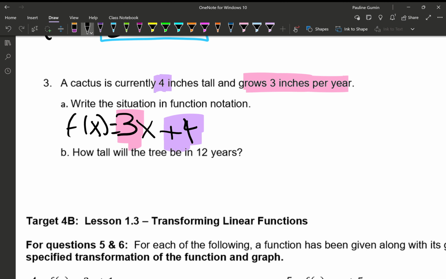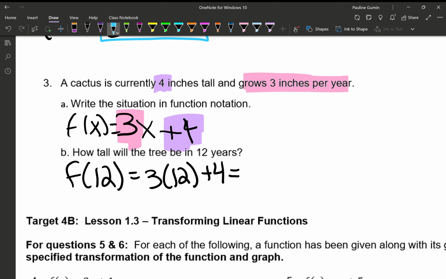How tall will the tree... Sorry about that. That should definitely be cactus. How tall will the cactus be in 12 years? We're going to plug 12 in. Three times 12 is 36. 36 plus 4 is 40 inches. That is a large cactus.